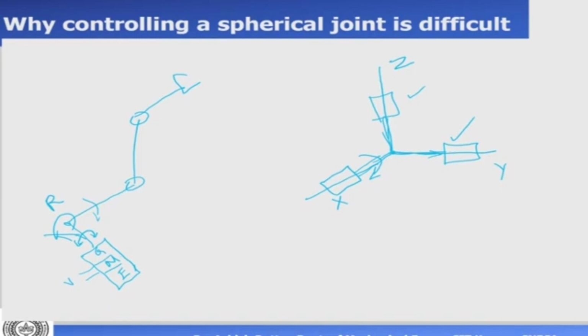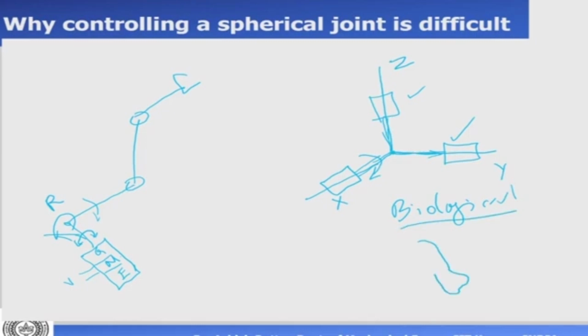Now you may be inclined to ask that in a biological system, how does it work? Now that's an interesting question: in a biological system, in our arms, in the shoulder joint, if you look at our shoulder, how does the biological system work?